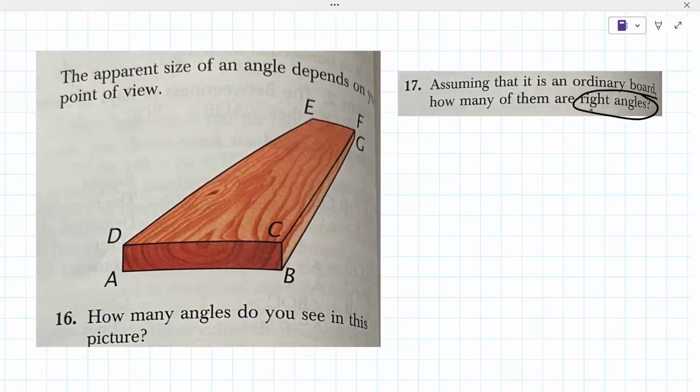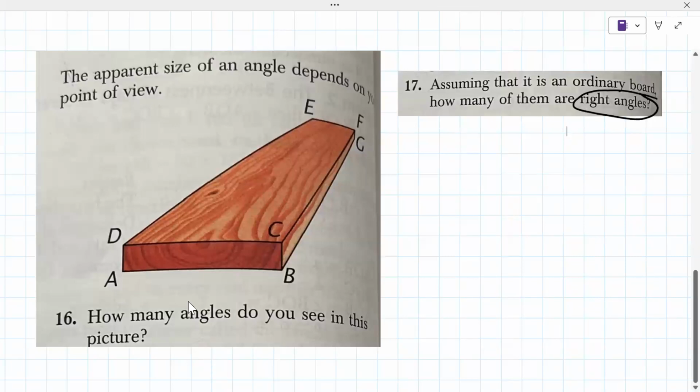How many angles are there? Or, like, what is the angle measure of the wood? It comes pre-cut; the trees don't grow like this, right? 90. Yeah, they're all 90-degree angles. Every single angle you see in this picture is 90 degrees.